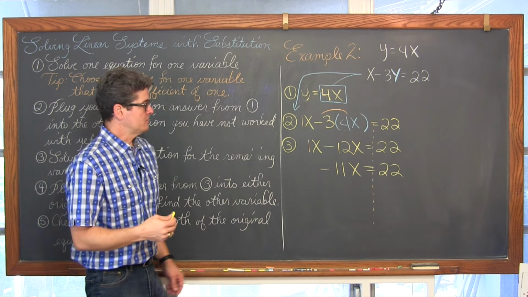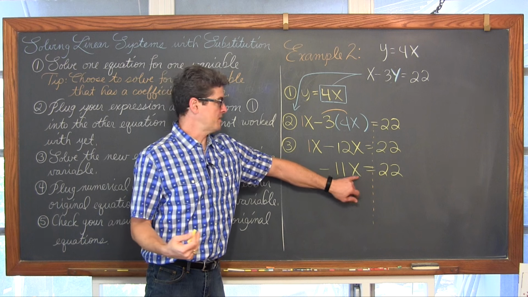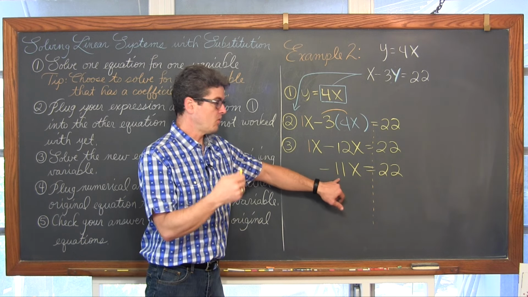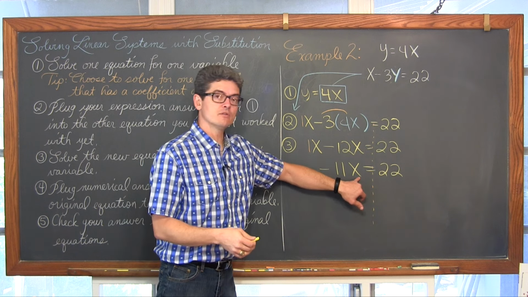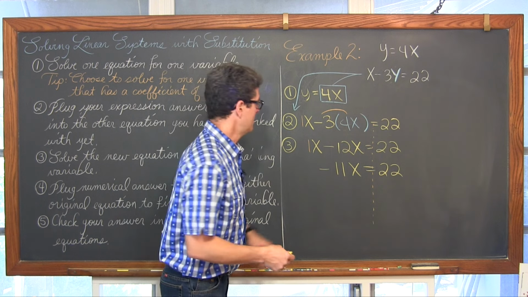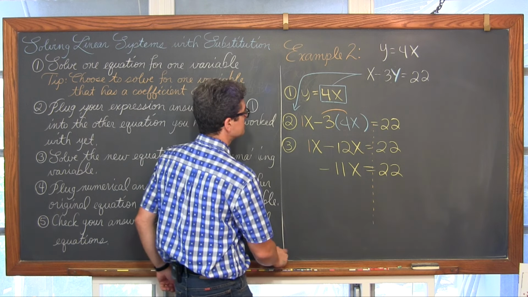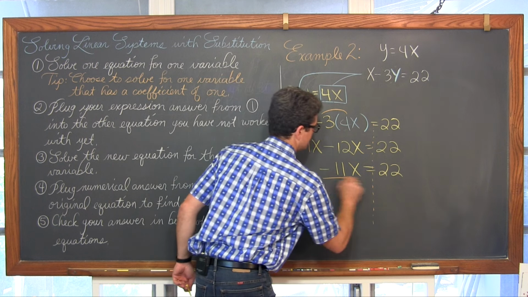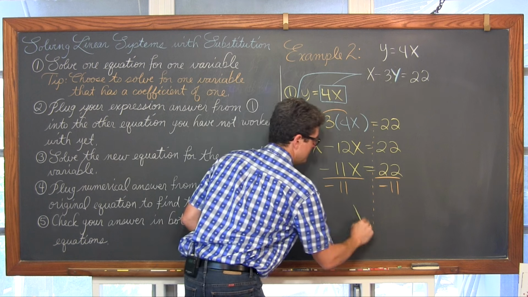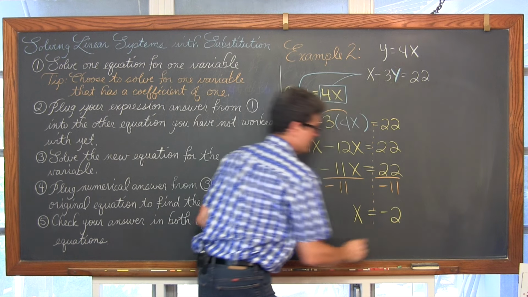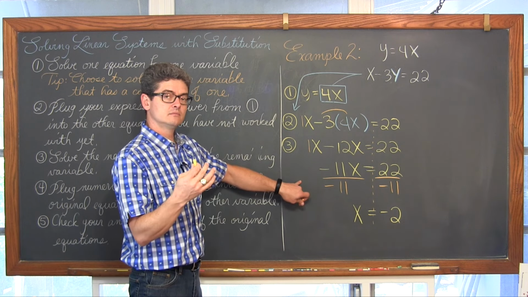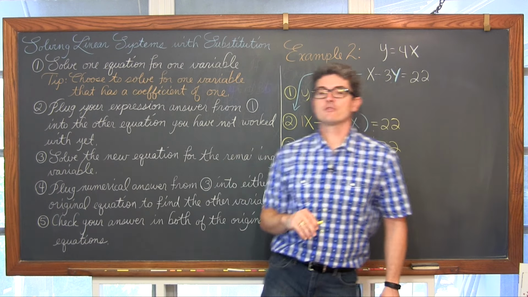What math operation, what's on the left-hand side with the x? What math operation is holding that number, or attaching that number, to your variable? Well, it's negative 11 times x. The inverse math operation of multiplication is division. So we're going to divide both sides by negative 11 and get x is equal to negative 2. Now, this is all step 3, the solving of the new equation for the remaining variable.